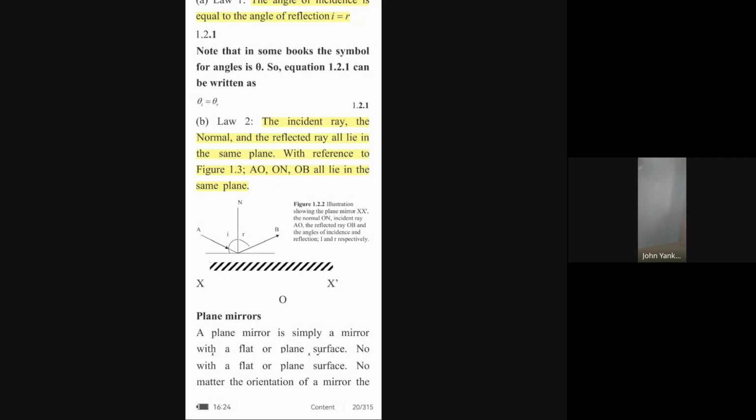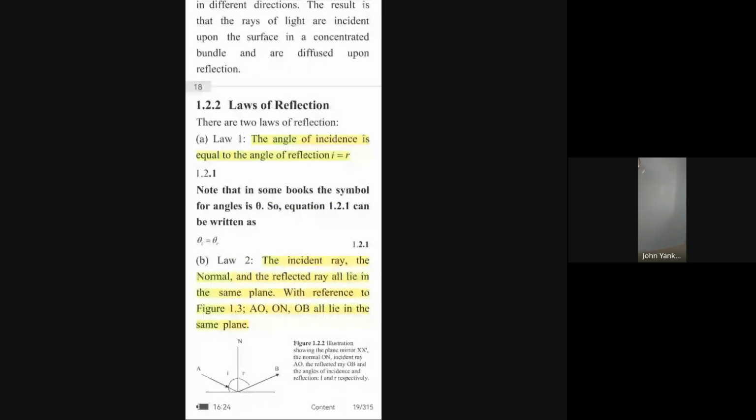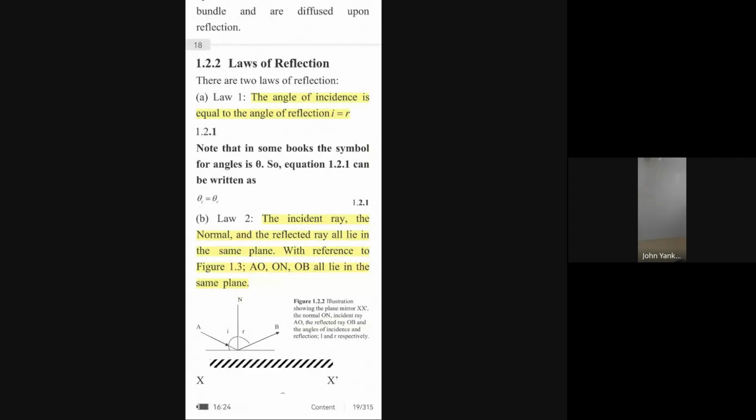So the second law says the incident ray, the normal ray, and the reflected ray, at the point of incidence, all lie in the same plane, or the same surface. This is the second law of reflection. Whenever reflection occurs, the incident ray, the normal, and the reflected ray at the point of incidence all lie in the same plane. This is the second law of reflection. I hope it's clear.